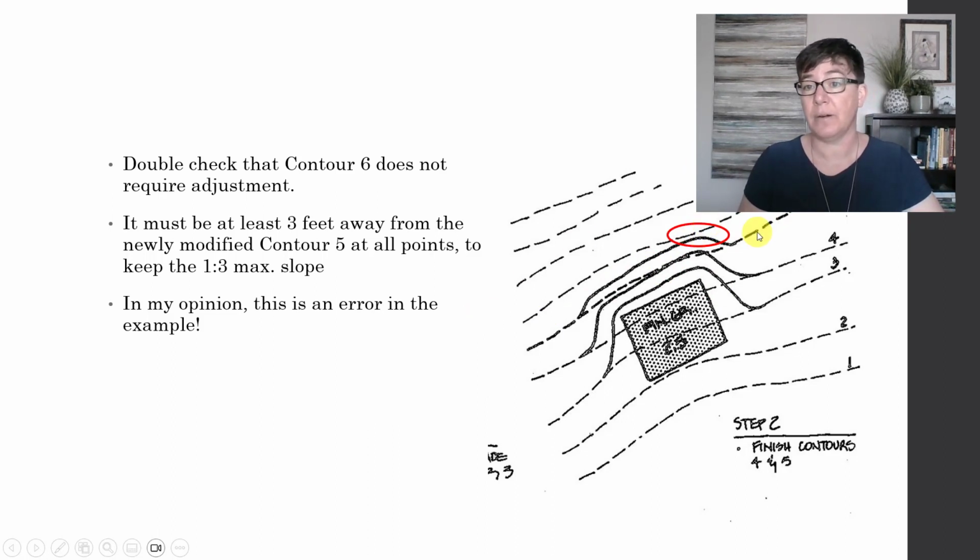Again, I think there's an error in this particular example because look, contour 6 is far too close to contour 5. In order to keep that 1 in 3 slope, it still needs that 3 foot distance. So I would argue that you also have to modify contour 6. And then as you keep looking up the slope, you realize, oh, I don't need to do anything more. My grading is complete.